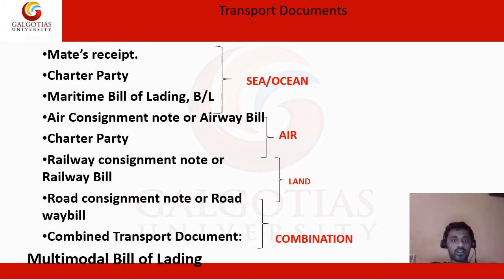So this transport documents slide is very important for all of you to remember, considering the fact that we are going through the transportation documents in international mode as well as in domestic transport mode. These four ways of transport, that is sea, air, land, and combined, and all their required transportation documents are mentioned in this slide.